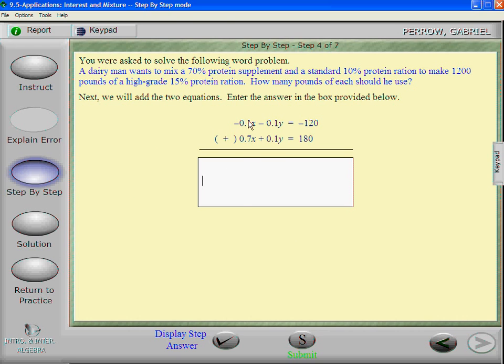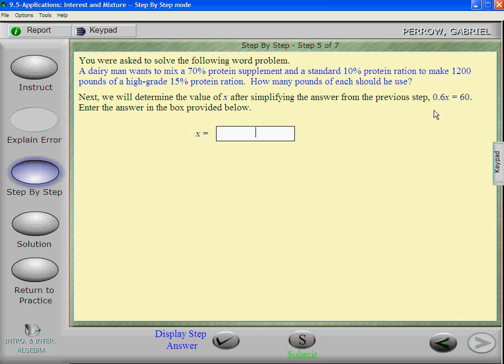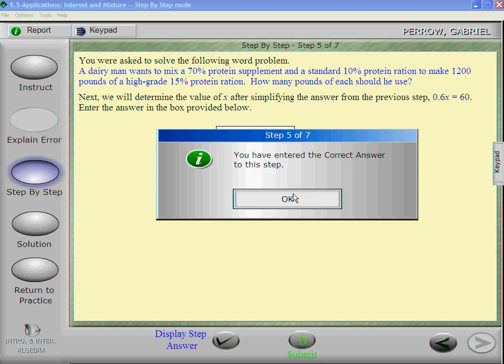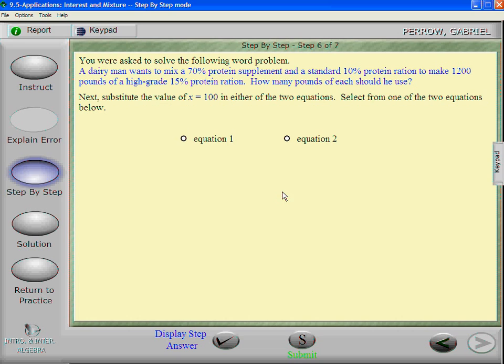Well, if I add these up, I'm going to get 0.6x. The y's cancel. And then I get equals 60. So if I take 0.6x equals 60 and I divide by 0.6, think about it, if it were 6, it would go in and I'd get 10. But the decimal shift makes it so it goes in 10 more times, so we're talking about 100 for x. So divide both sides by 0.6 on that equation.